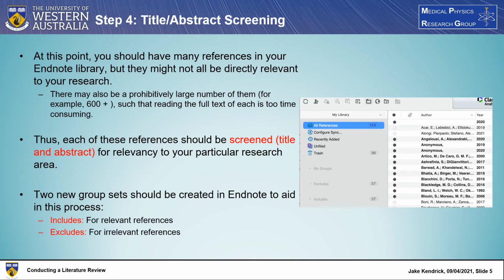And what you want to do is when you're doing this screening process, I find that it's helpful to create two new group sets in EndNote to aid in the process. So you can call them includes for relevant references and excludes for irrelevant references. And just as you're going through the screening process, any paper that's not relevant, you simply put in the excludes category. And any paper that is relevant, you put in the includes category.